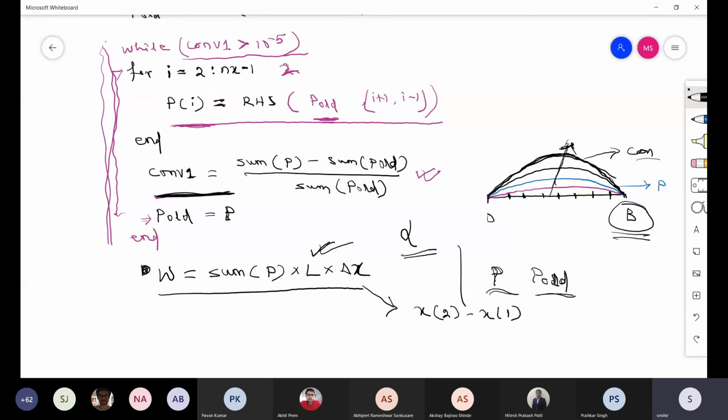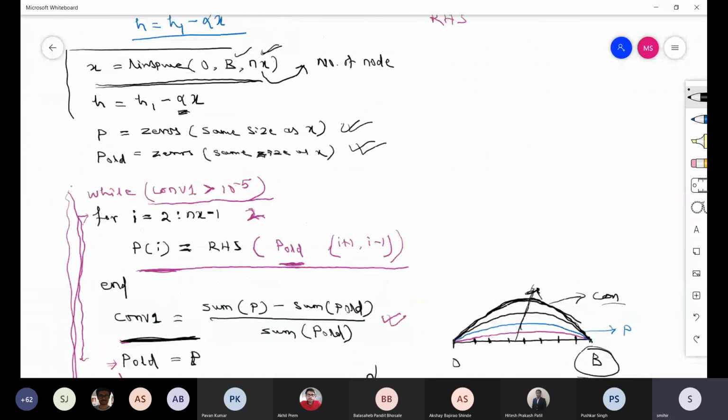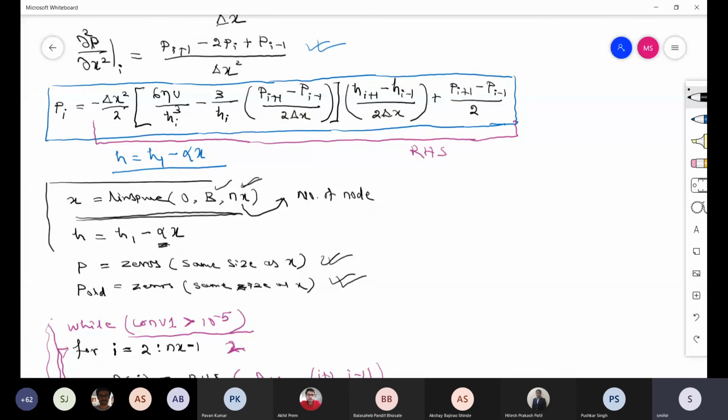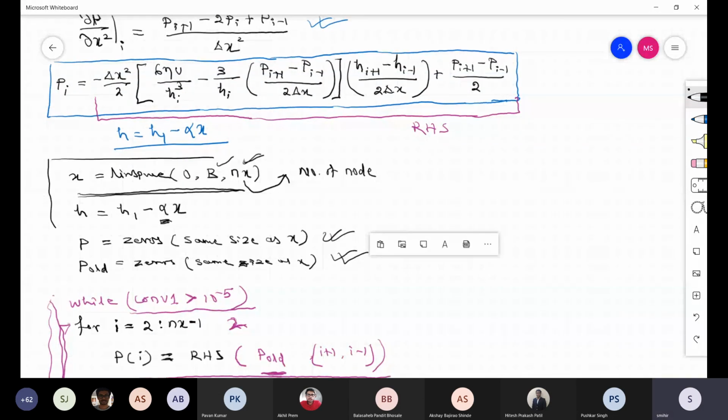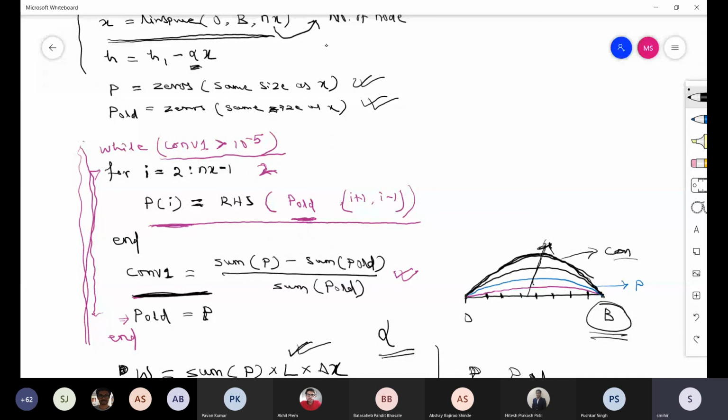Hello, sir. Yes. Sir, in the Pi equation on the RHS side, there is Pi plus 1. You are talking about this Pi plus 1. The RHS side is always Pi plus 1 or Pi minus 1. What is your doubt? Sir, for getting Pi, we should know the RHS side values. The values are 0 for the first iteration. For the second iteration, the values will be updated here. Okay.